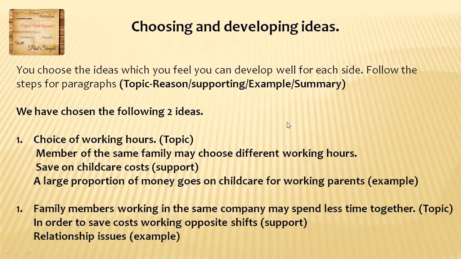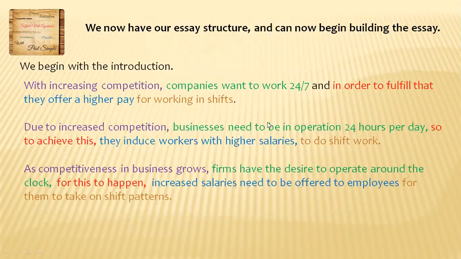So what I've done is I've used the example of a married couple or a couple, partner, man and wife, boyfriend, girlfriend, whatever, who have children. And in the second example, I've talked about the same situation, people who are married or in a relationship who work doing the same thing, opposite shifts, causing relationship issues. Okay, so let's begin.